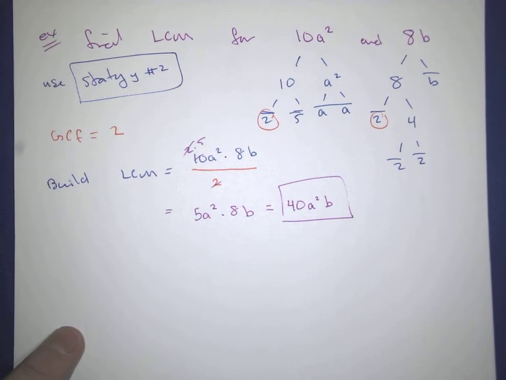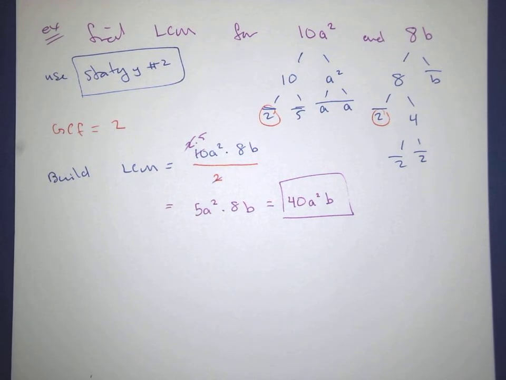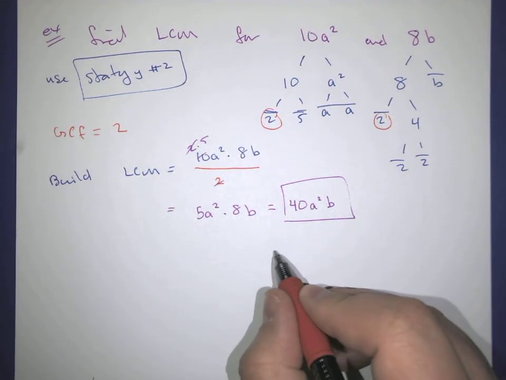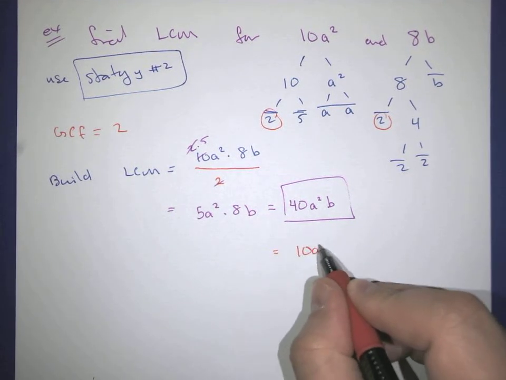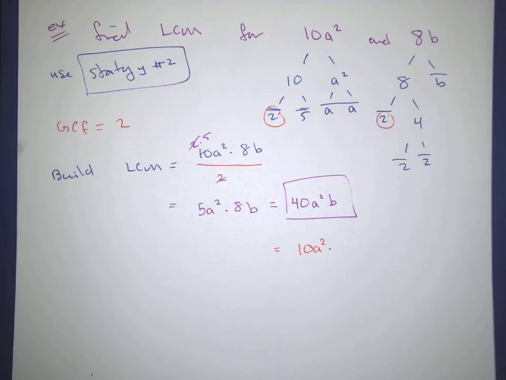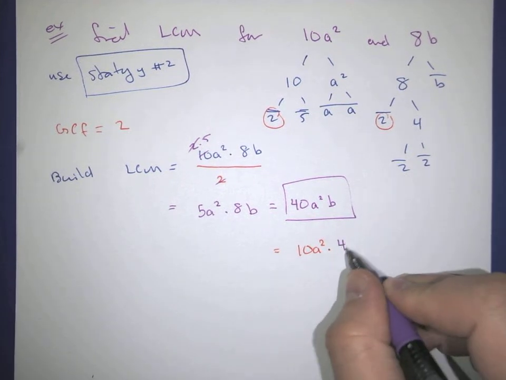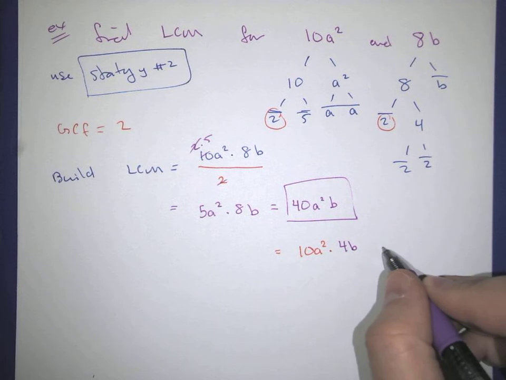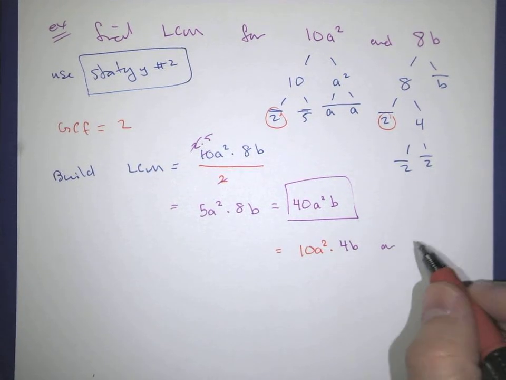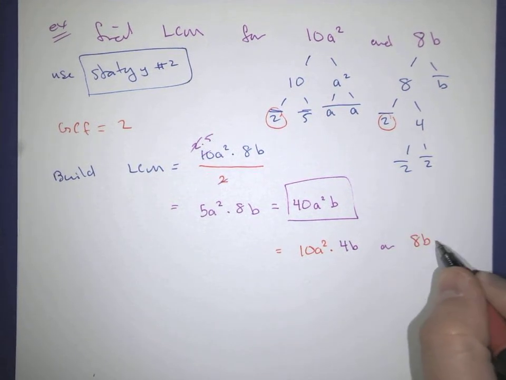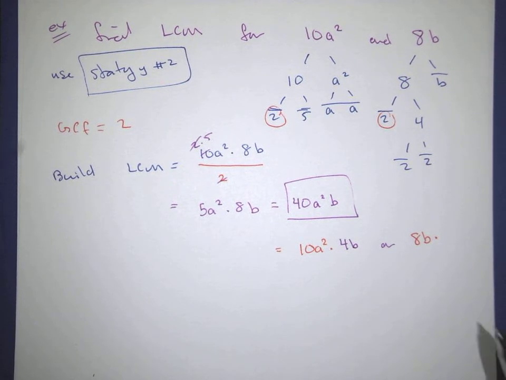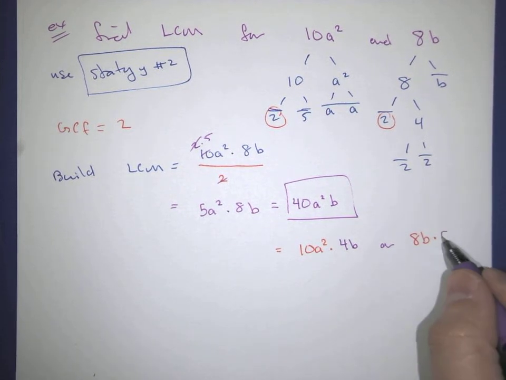So if I had a fraction that had these numbers and these variables involved, I'd have to not just sync up the numbers. 8 and 10 would sync up at 40. I'd also have to sync up these variables. And so what I would need to take special note of is that this would be 40a squared. So this would be 10a squared times, what are we missing? Well, 4b, right? Or you could say it would be our other version, 8b times what? Well, 5a squared over here.